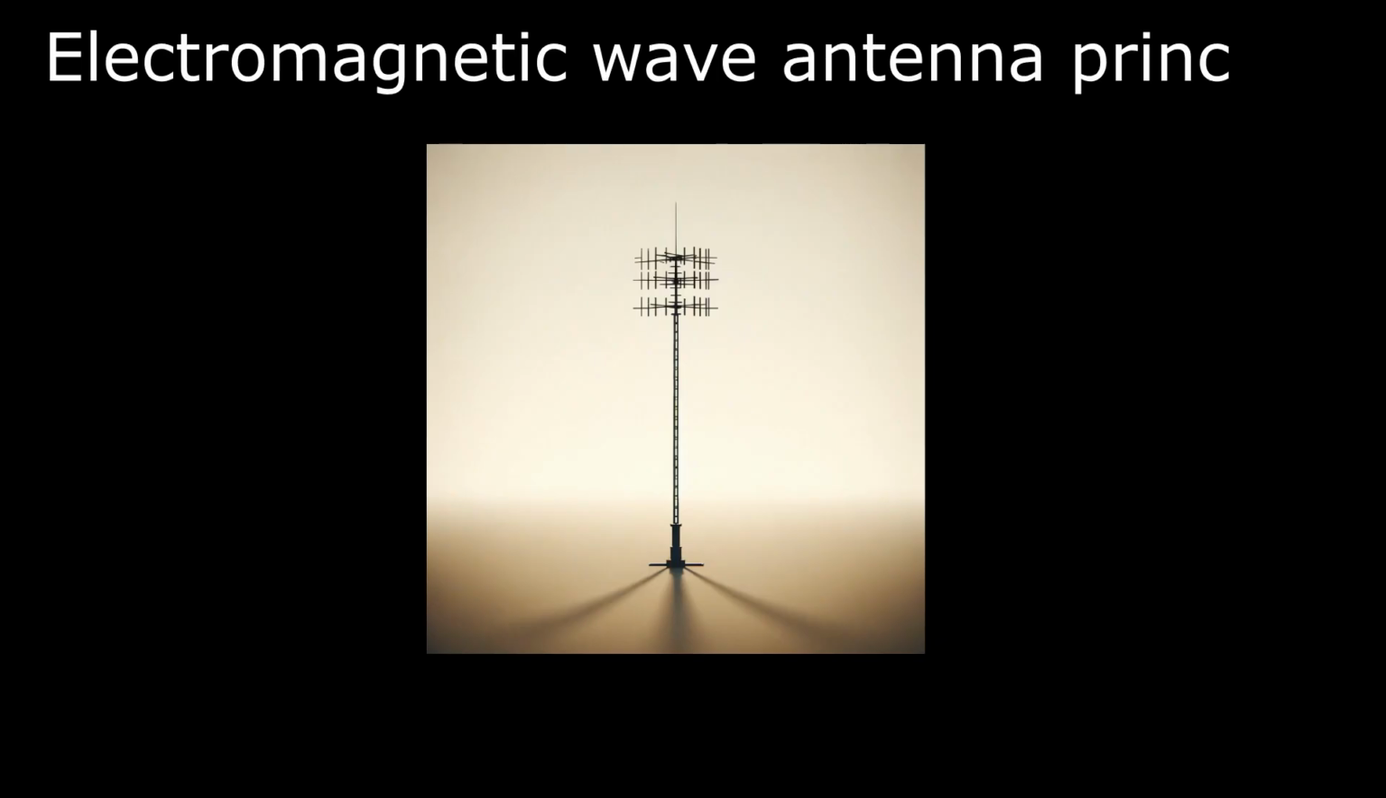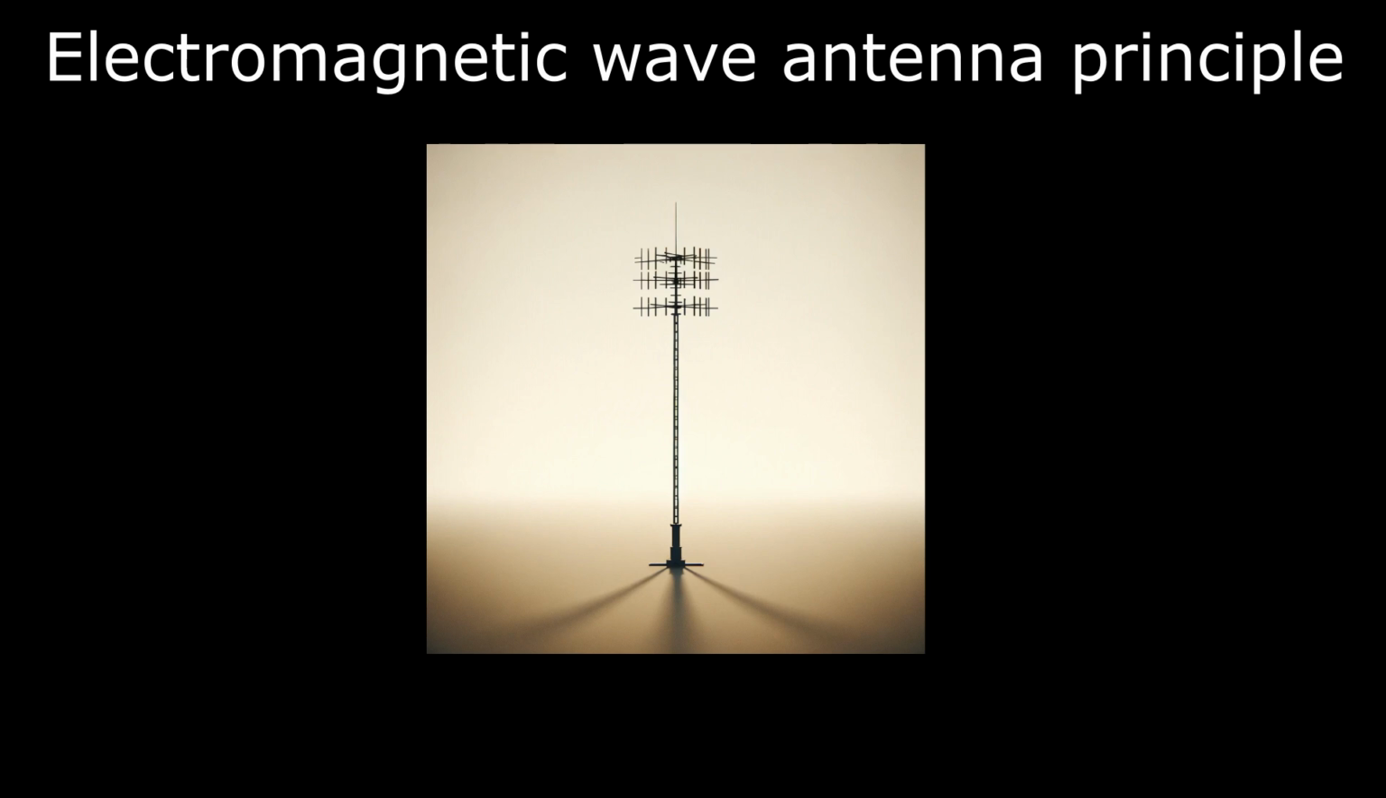Electromagnetic wave antenna principle. An electromagnetic wave antenna is a device designed to transmit or receive electromagnetic waves, and its operation is based on the fundamental principle of electromagnetic and wireless communication. Here is a brief explanation of the working principle of an electromagnetic wave antenna.